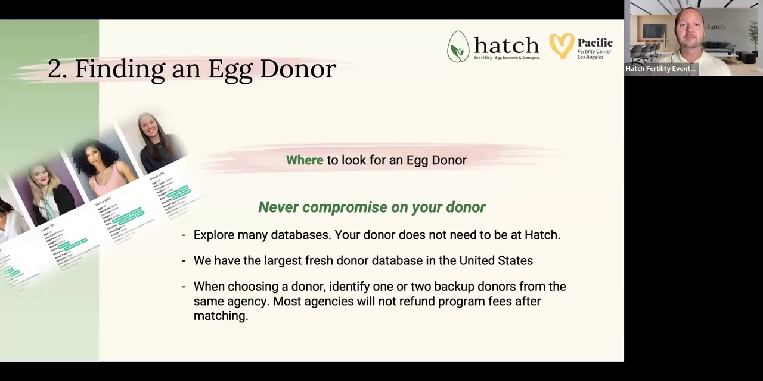So explore many databases. It doesn't need to be a Hatch donor in our programs. We do have the largest fresh egg donor database, like I mentioned, though. But when you look at donors, it's important to not just stick with one donor. That usually does happen. People really focus on one donor and get a good feeling about her. She might not work out in the end. There might be many reasons for that. So it's usually great to identify at least one or two backup donors, just to have that ready, but also because most agencies do not refund the full program fees after matching. So it's important to have a backup there, if you can find at least two or three that speak to you in that sense.